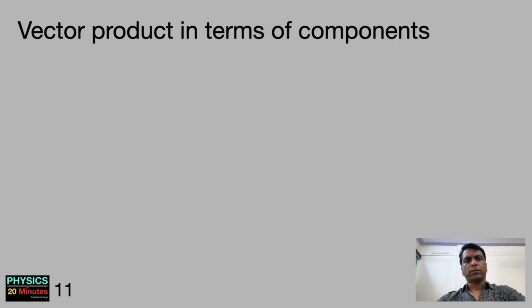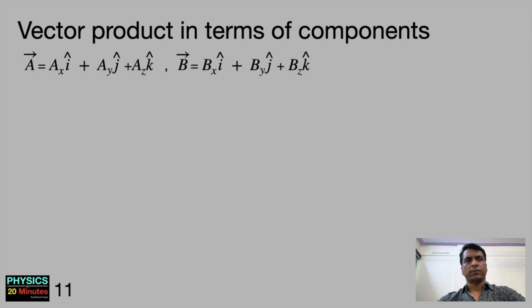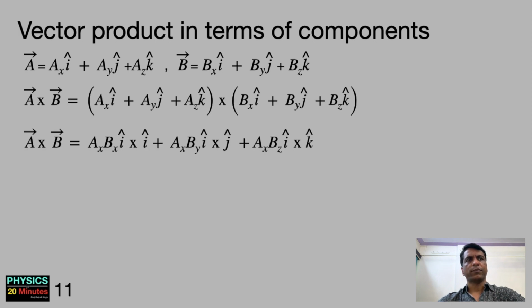So what will be a vector product in terms of the components? I have got two vectors. Vector A is ax i cap plus ay j cap plus az k cap. Vector B is bx i cap plus by j cap plus bz k cap. The cross product between them can be written in this manner: ax i cap plus ay j cap plus az k cap cross bx i cap plus by j cap plus bz k cap.